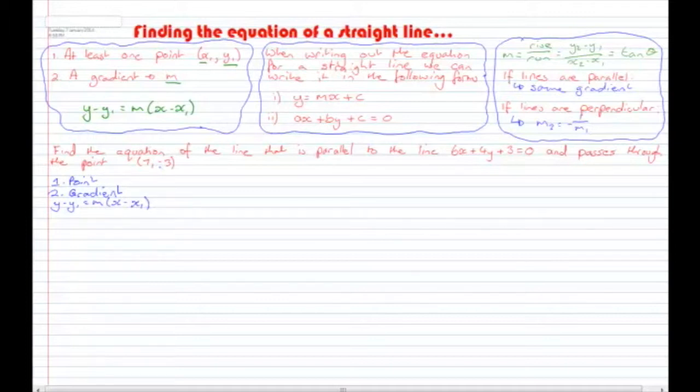Alright, well let's have a look at the information that we've got. Highlight all the key points. Find the equation of the line that is parallel to the line 6x plus 4y plus 3. So parallel, that basically is hinting at gradient, and passes through the point 7, negative 3. So the point 7, negative 3. Right, so my point here, we know, is 7, negative 3, but it hasn't actually told us the gradient, but we can find out our gradient using the information that's been provided.